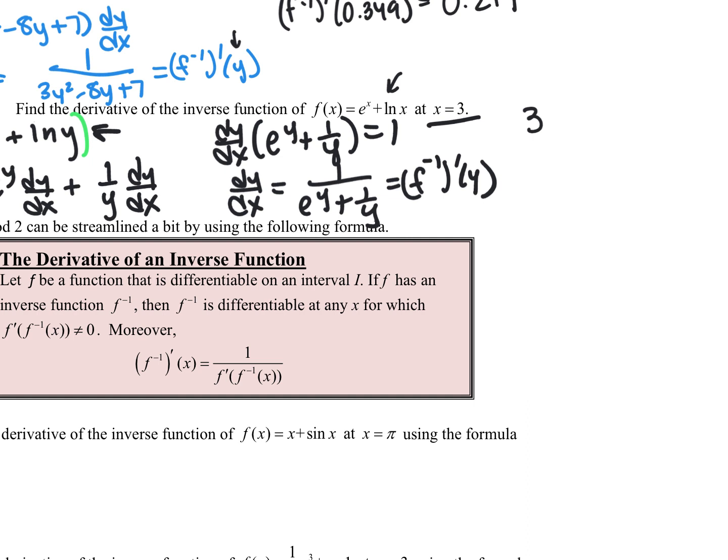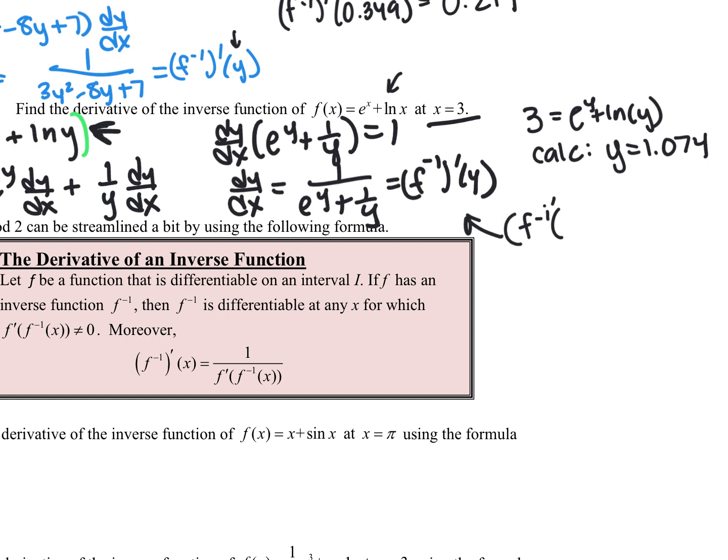So we're going to plug 3 in for x into this equation over here, and we'll have e to the y plus ln of y. That's not going to be fun to solve by hand, so on our calculator, we could solve that like we did before, and we'll get y is equal to 1.074. And so then we would just need to plug that value into this derivative here. And when we do that, we will get 0.259.